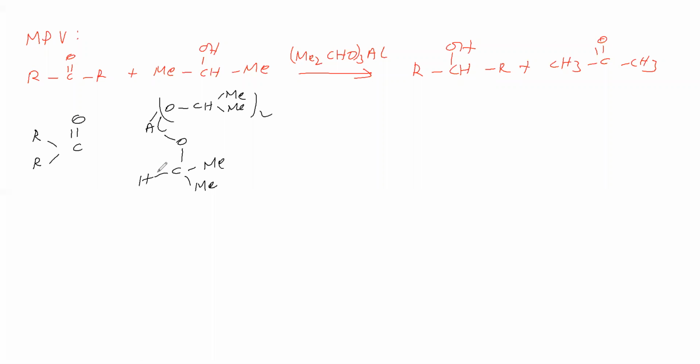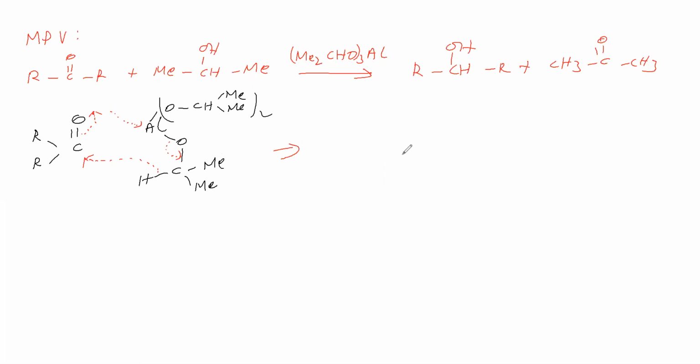Now, here what happens means, this CH bond is making bond with this carbon. This CO bond is going like this. It is making bond with aluminum. This bond is going like this. Now we will give the transition state here.